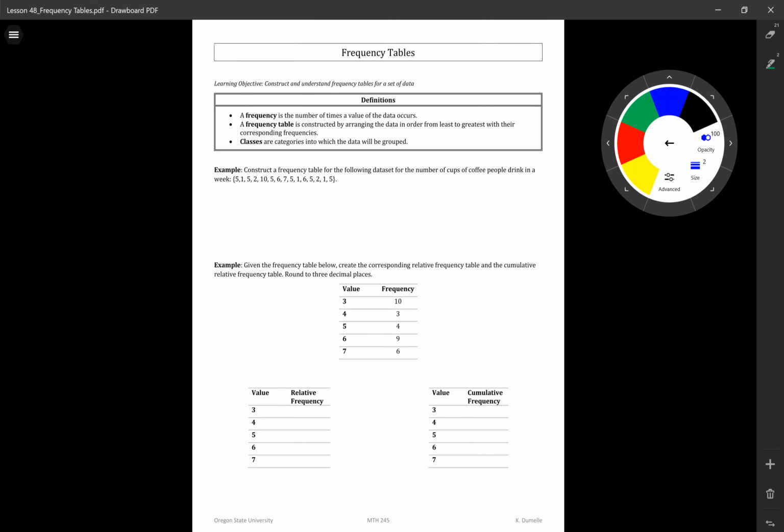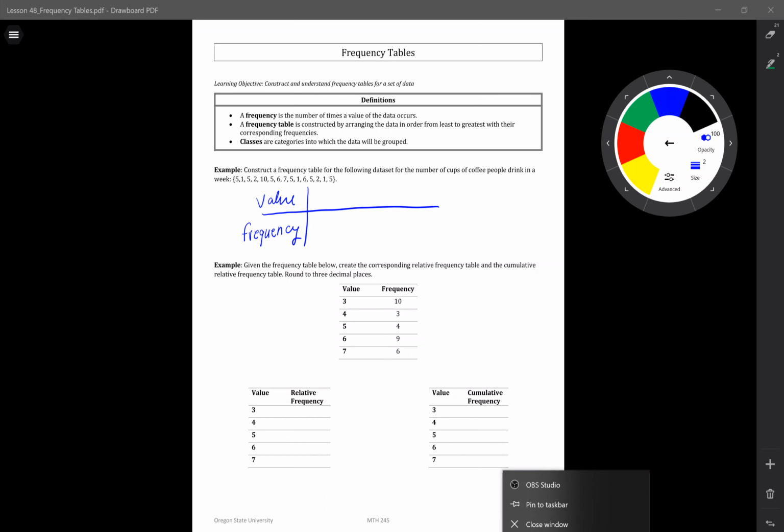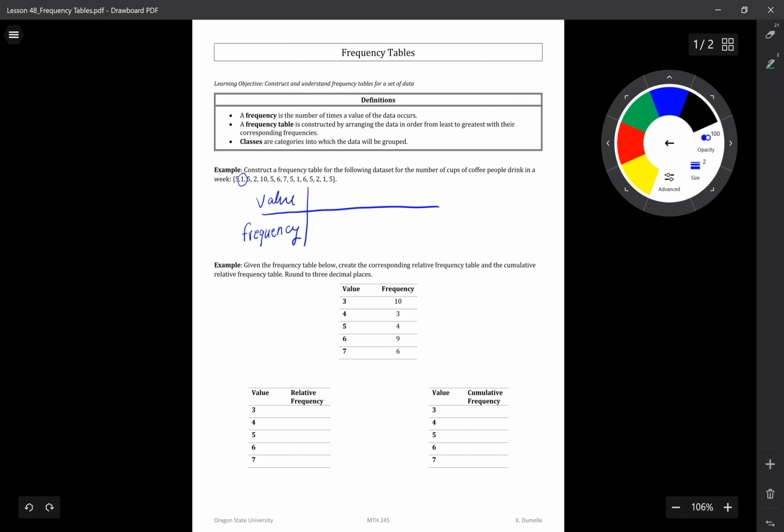So in a frequency table, we always have two columns: value, what is the value of the data, and the frequency. How many times is that value taken on? So here my least number is 1, and my greatest number is 10. Remember, this 1 represents that a person drank 1 cup of coffee a week, and this 10 represents that a person drank 10 cups of coffee in 1 week. So the values will be the numbers 1 through 10.